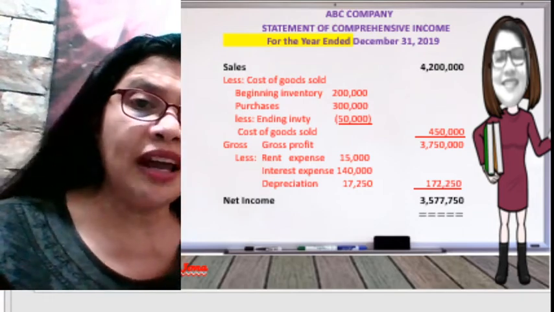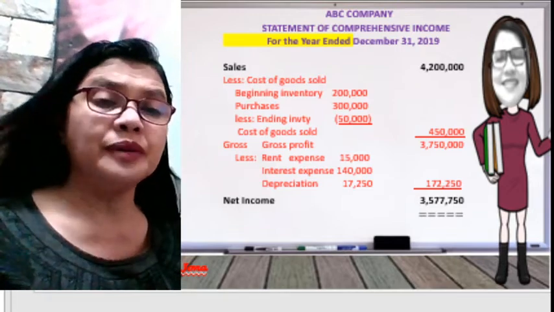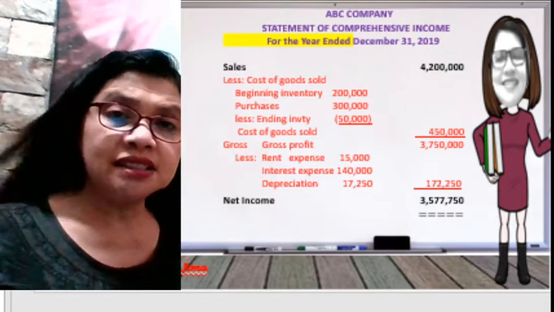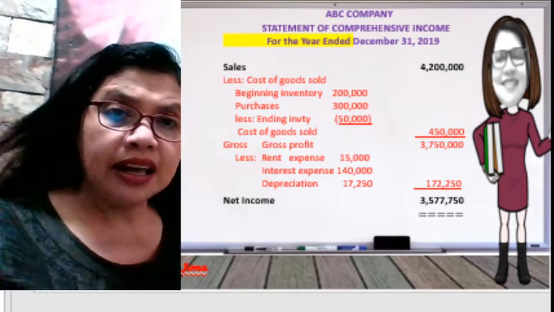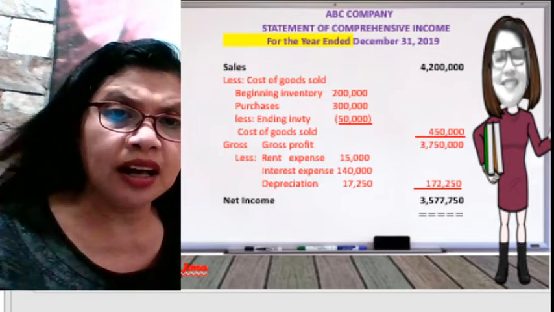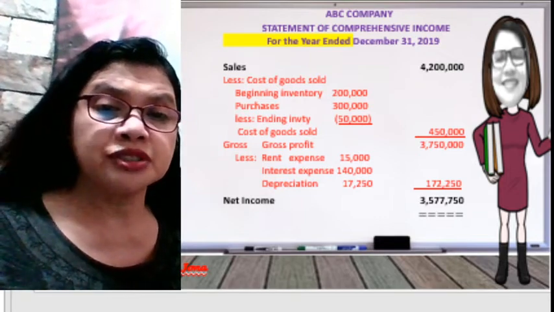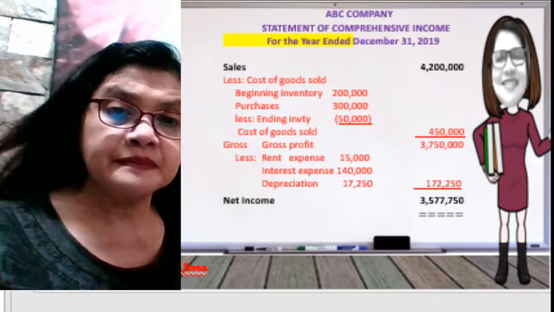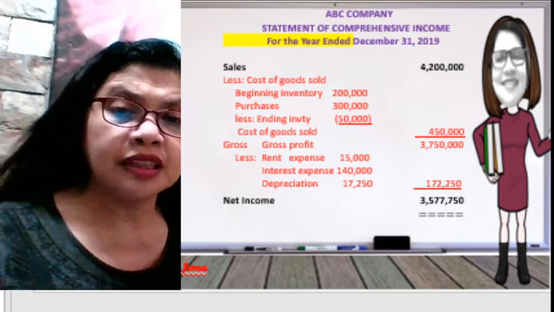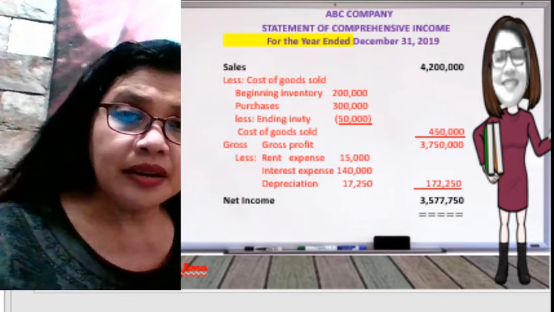Then we have the statement of comprehensive income. We also got this information from the information above. Sales is 4,200,000, and so on and so forth. But we have here the ending inventory, so we have to deduct the ending inventory. In the net income, we reduce the sales less 450,000.